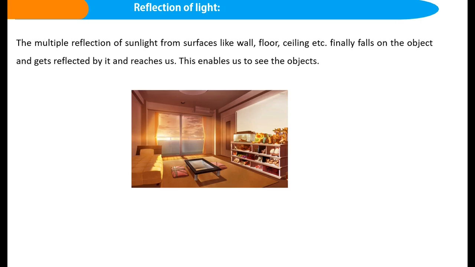We already know that to see any object, light should fall on it. In daytime, we are able to see all objects which are in our room, even though sunlight does not fall directly on those objects. How is it possible? This is because of the multiple reflection of sunlight from surfaces like wall, floor, ceiling, etc. Finally, it falls on the object and gets reflected by it and reaches us. This enables us to see those objects.